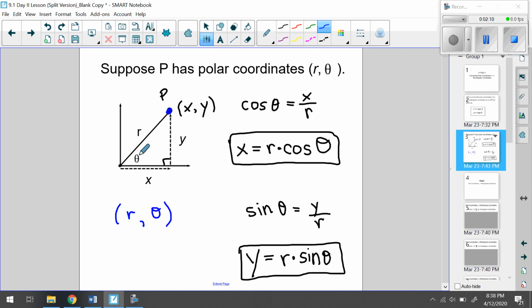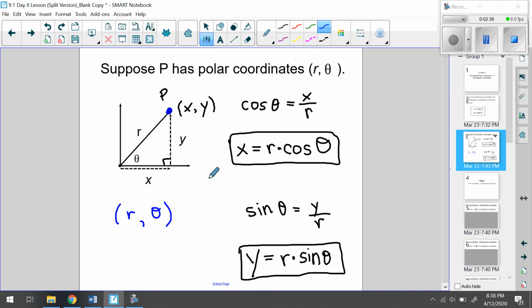Well, if we look at angle theta and focus on that, if you think about our SOHCAHTOA ratios, we know that cosine theta is adjacent over hypotenuse. So in this case, the adjacent is x, and the hypotenuse is r, so cosine would be x over r. And then if we just multiply r on both sides, we get x equals r cosine theta. So that's where that equation comes from.